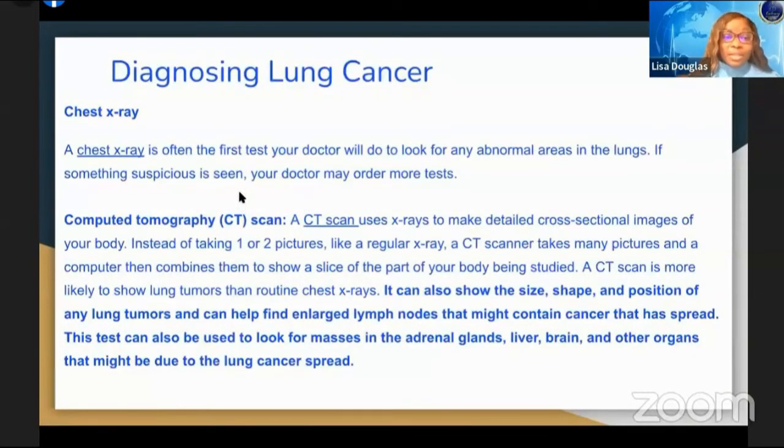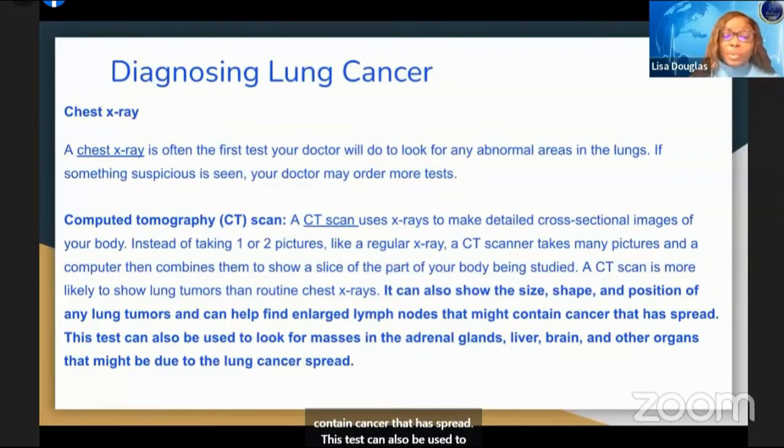As for other diagnostics, the chest X-ray is often the first test your doctor will do. Then the doctor may do a CAT scan, using X-rays to make detailed cross-sectional images of your body. It can also show the size, shape, and position of any tumors and can help find enlarged lymph nodes that might contain cancer that has spread.